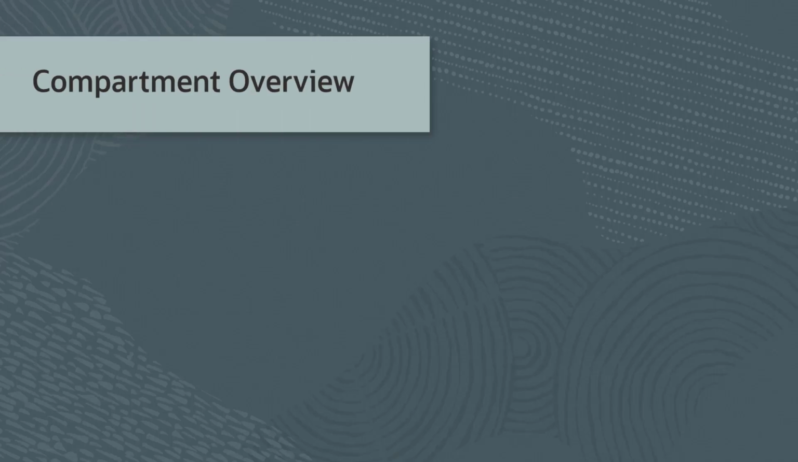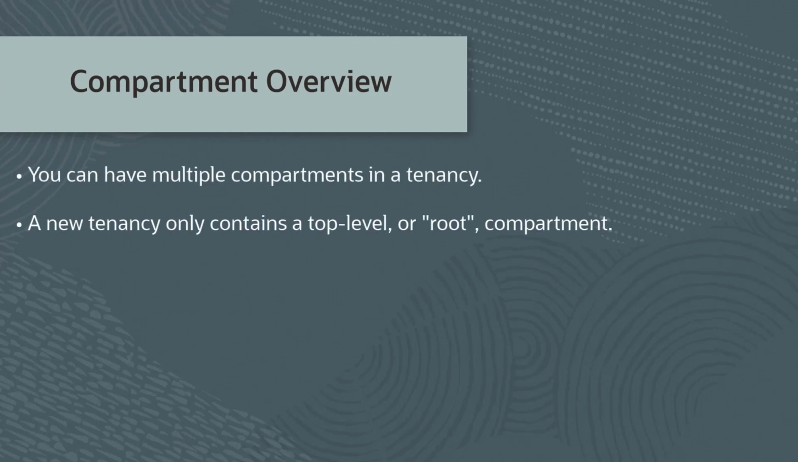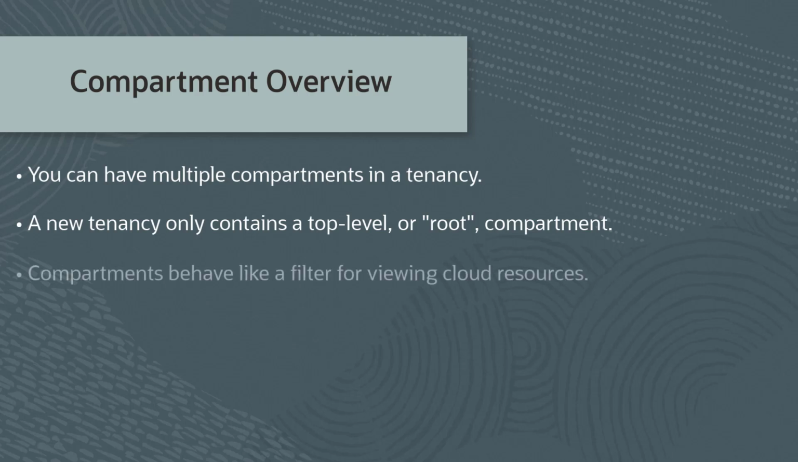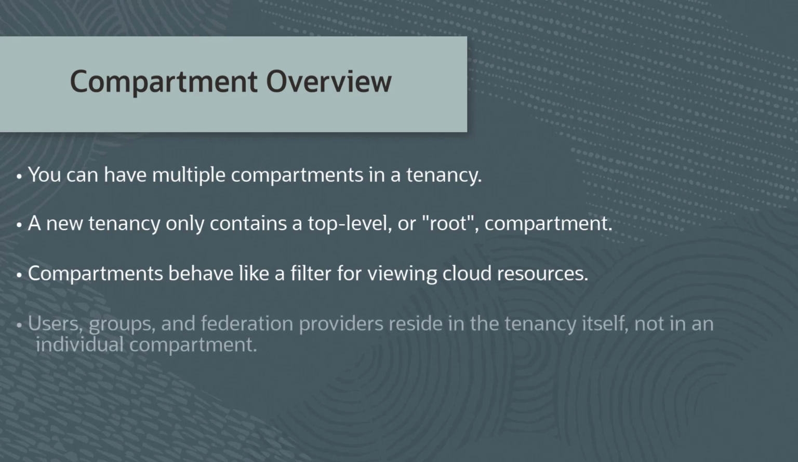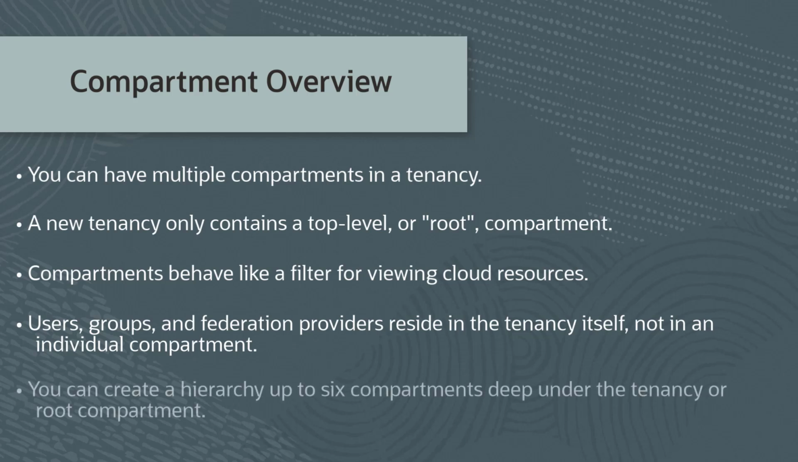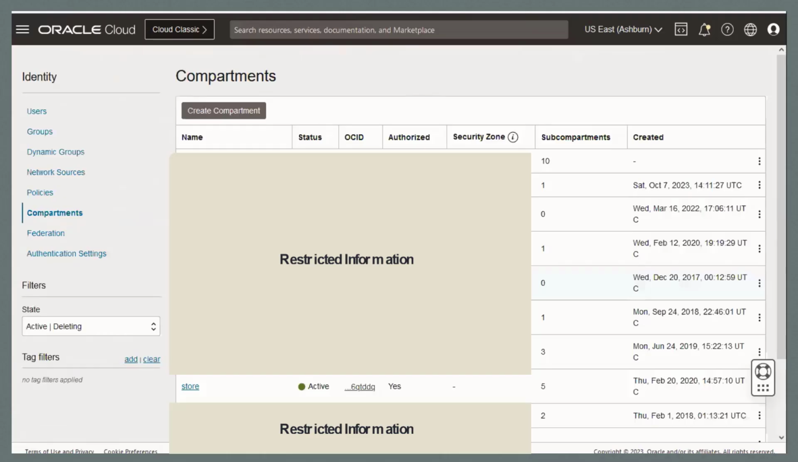Some other things to note about compartments. For a new tenancy, you initially only have a top level or root compartment. Compartments behave like a filter for viewing cloud resources. When you select a compartment, the Compute Web UI only shows you resources that are in that compartment. To view resources in another compartment, you must first select that compartment. It's also important to note that users and groups and federation providers reside in the tenancy itself, not in an individual compartment. You can create a hierarchy of up to 6 compartments deep under the tenancy or root compartment.